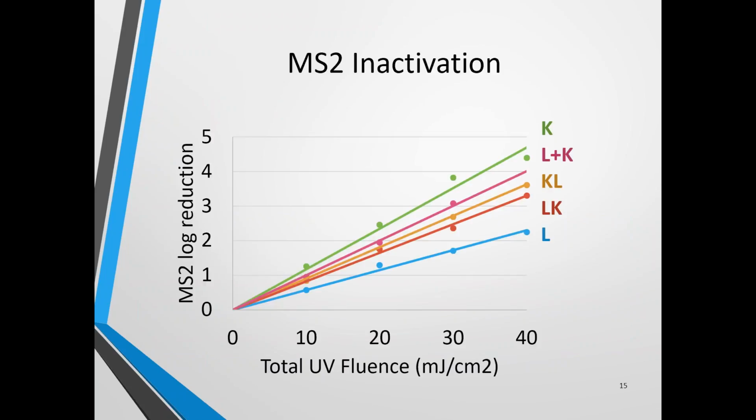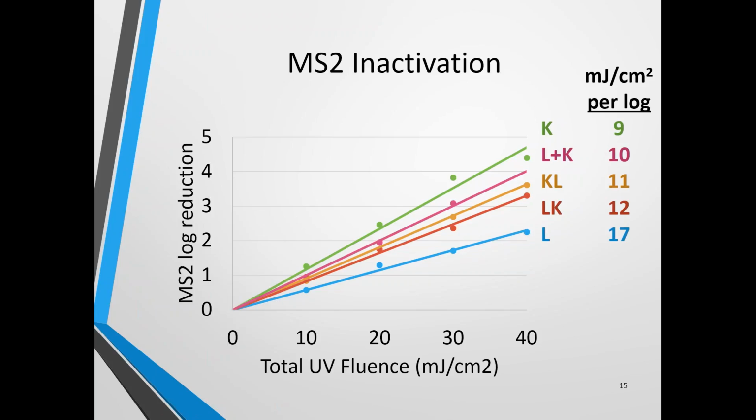Looking at these results, on the left I'm showing MS2 log reduction as a function of the total UV fluence, or the UV dose. And you can see the low pressure in blue has the less steep dose response, and as we move up with the sequential exposures, KL and LK, we see a steeper dose response, and then the simultaneous L plus K is even steeper. And the steepest dose response is from the K, the excimer lamp, emitting at 222.